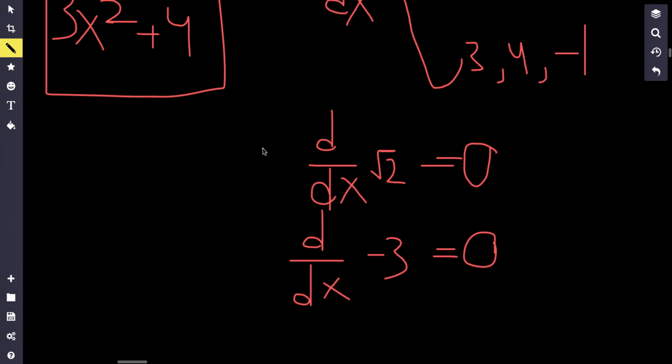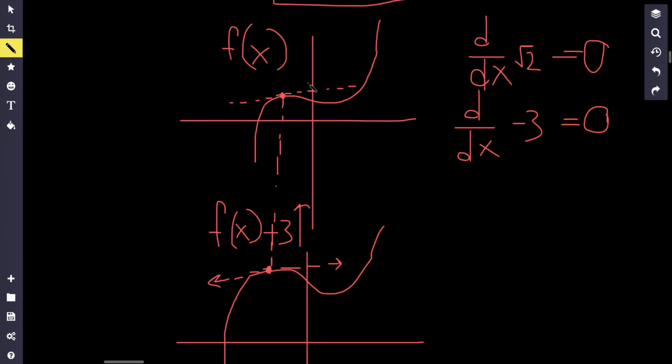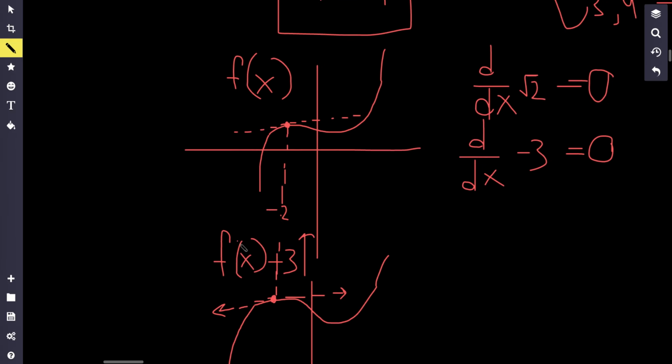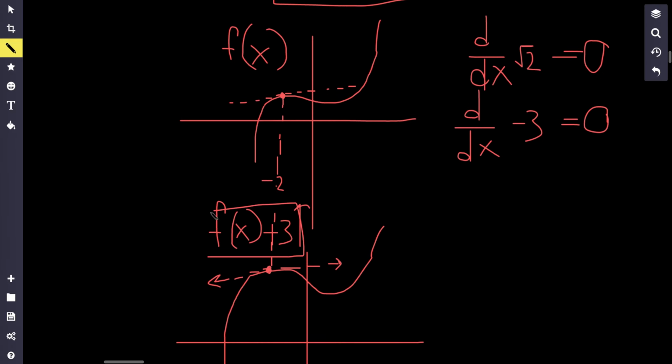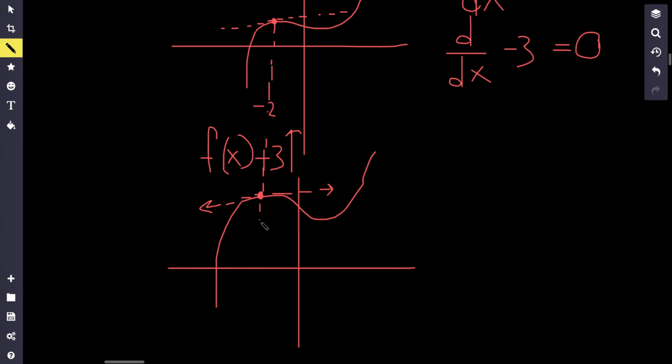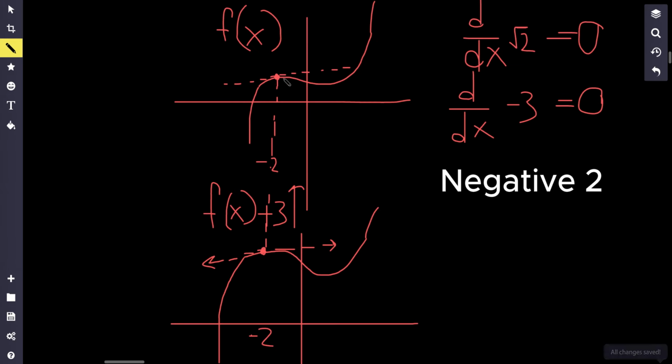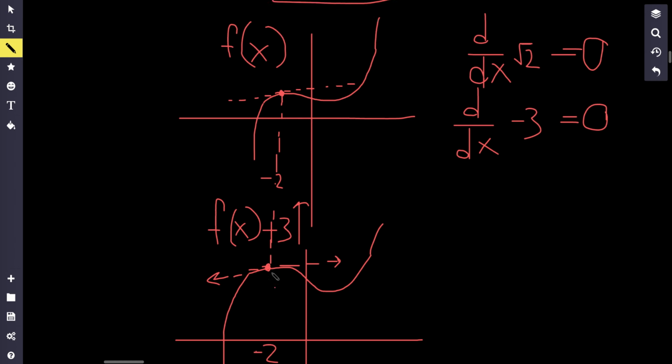Now, why is that? Why do you think the derivative of a constant is equal to 0? So let's say I have the function f of x, and I'm trying to find a slope at this point. Let's say it's x equals -2. Let's say I have f of x plus 3, and I'm trying to find the slope at x equals -2. So they're the same x value right over here.